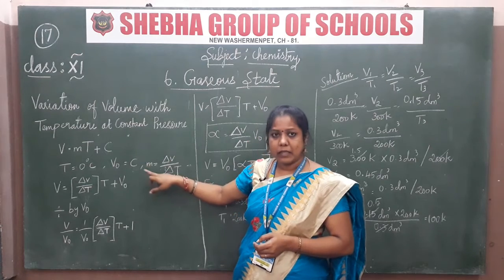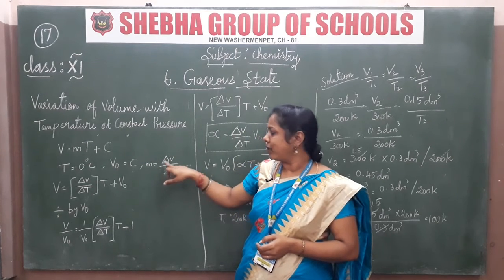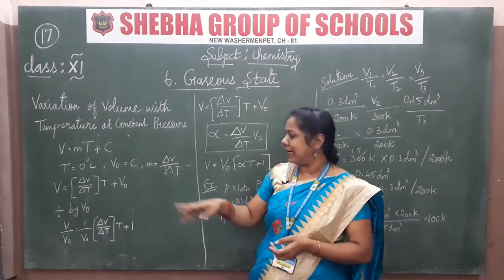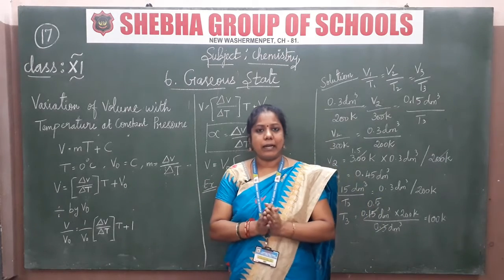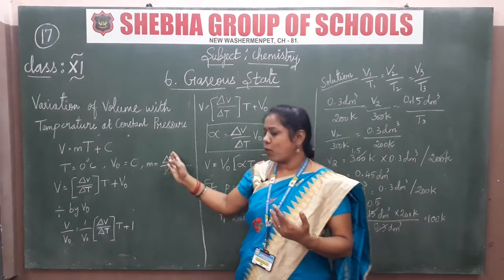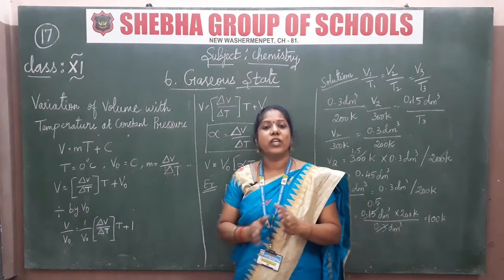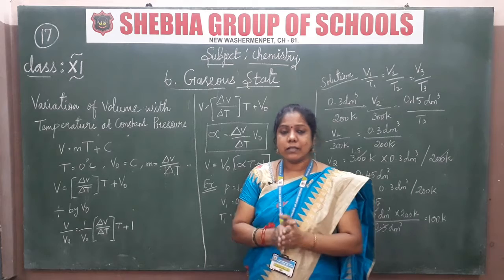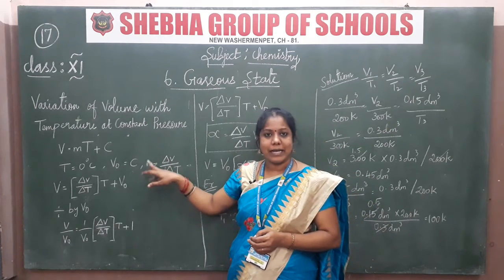At the same time, the other constant, m, you have to consider as delta V by delta T. What is the meaning? Delta means the change. The change of the volume is divided by the change of the temperature. So this is the constant m.